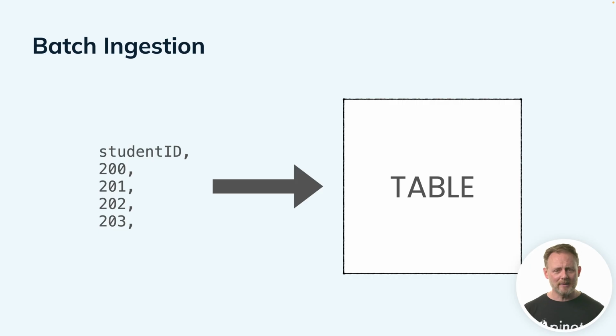Now, there are two ways to ingest data into Pinot: batch and streaming, or what we sometimes call offline and real-time. And in this module, we're going to look at offline, or as I prefer to call it, batch. Conceptually, I've got some kind of data, some list of student IDs, other columns. I'm ingesting that into a table, and that data is stored somewhere.